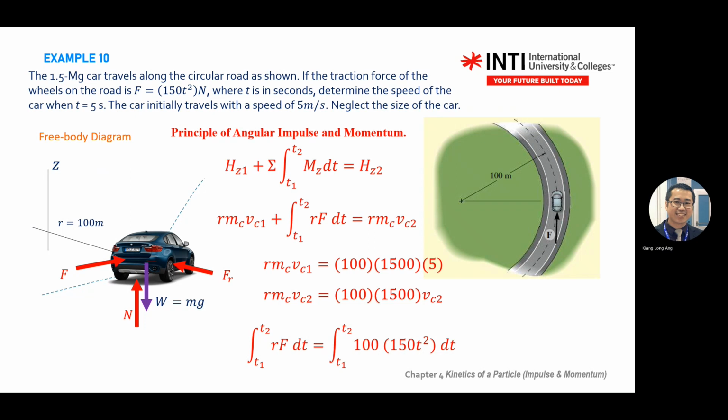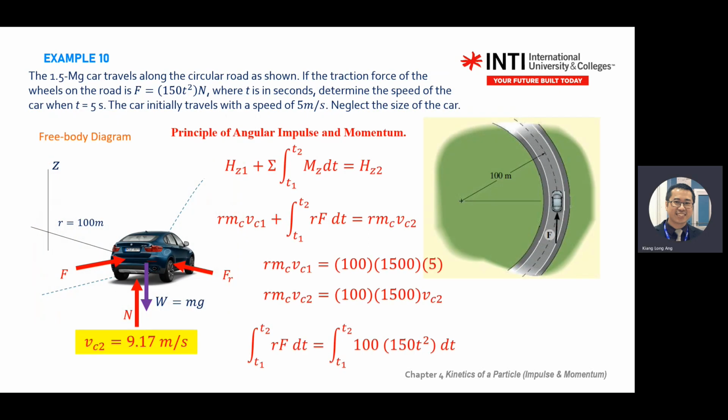You can calculate the angular momentum. But r is 100, m is given, v is given. Before, you're given the velocity, but after, you don't know. So there's one unknown there, something on the right. Then you integrate the angular impulse, put in the values, r is 100, F dt, so you have to be good in integration. You integrate with time, so this one becomes t to the power 3 divided by 3. You get your v value.